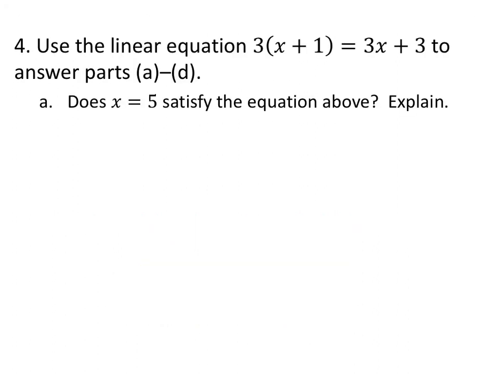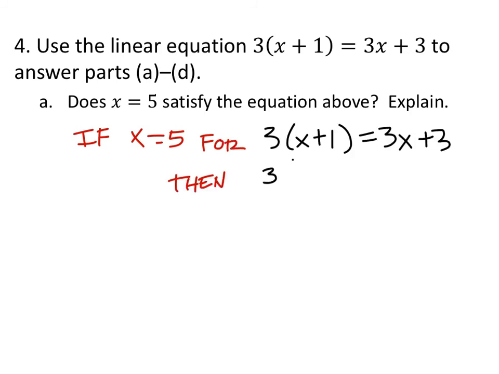Number 4. Use the linear equation 3 times (x plus 1) equals 3x plus 3 to answer parts A through D. So here's A. Does x equals 5 satisfy the equation above? Let's check. So I'm going to say that if x equals 5 for the equation 3 times (x plus 1) equals 3x plus 3, then we have 3 times (x plus 1), but we'll replace the x with 5, equals 3 times 5 plus 3. We don't know if this is true or not yet, so we'll just put a question mark over the equal sign and replace the x's with 5's.